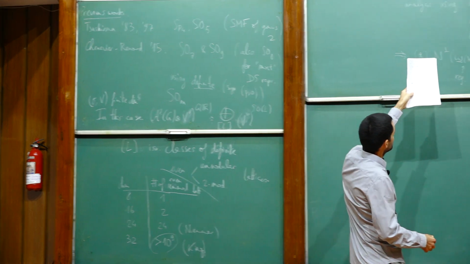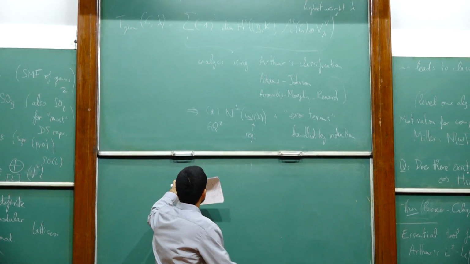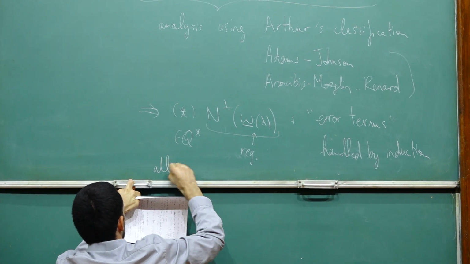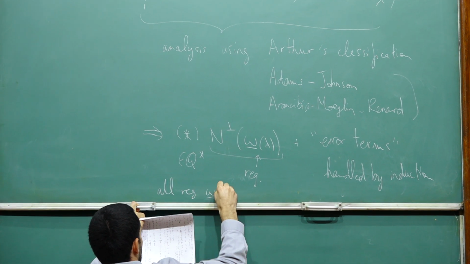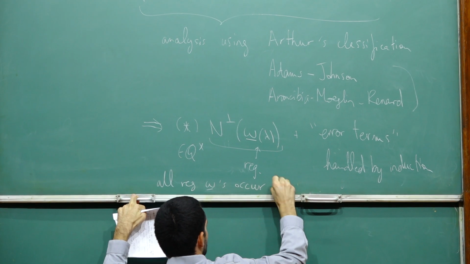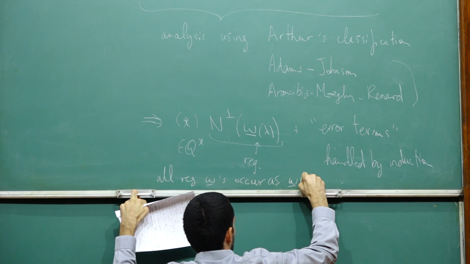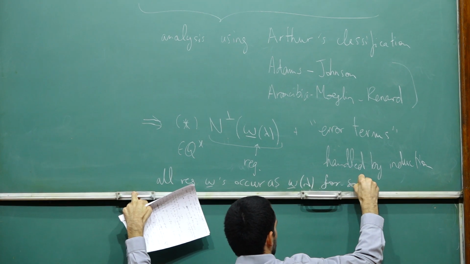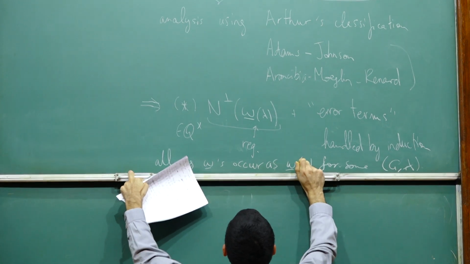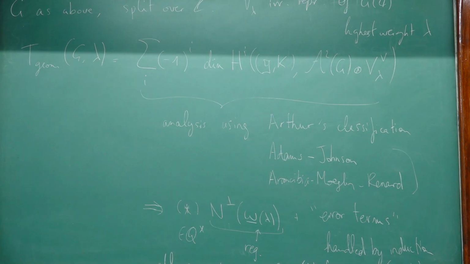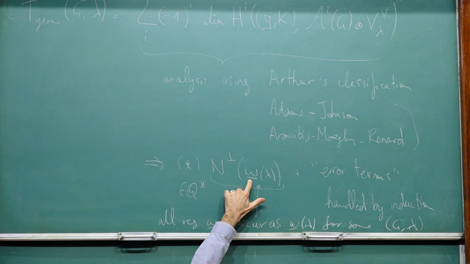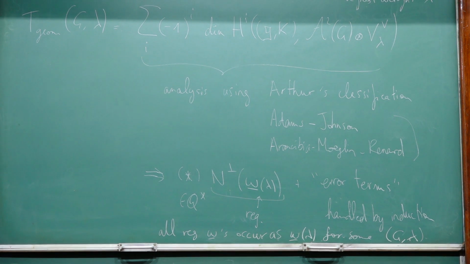Okay, so the right hand, the spectral side essentially computes these numbers here, and all regular W's, let me put it vaguely, occur as W_lambda for some pair of G and lambda. So up to error terms, these are really the same things, all the regular weights and these Euler characteristics.